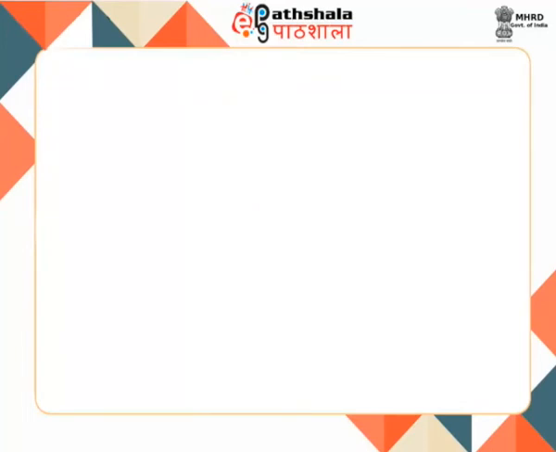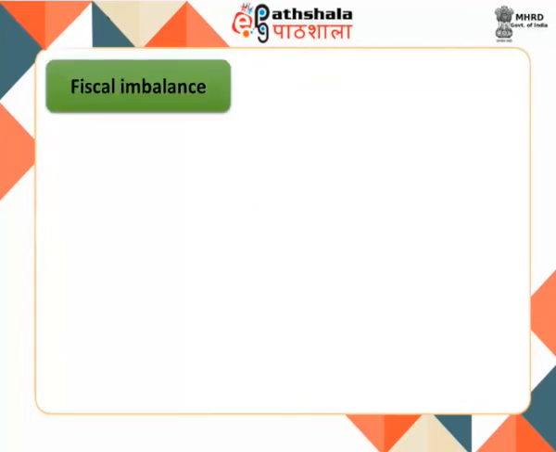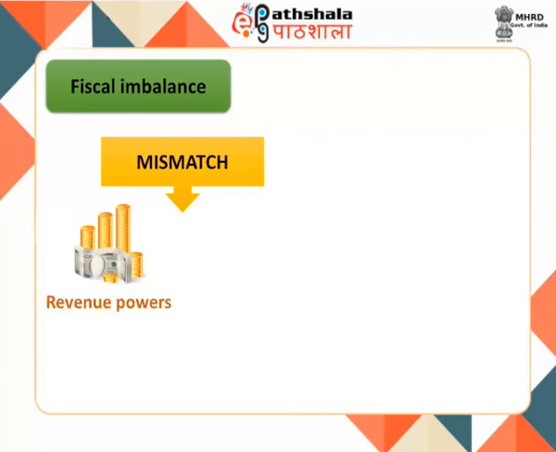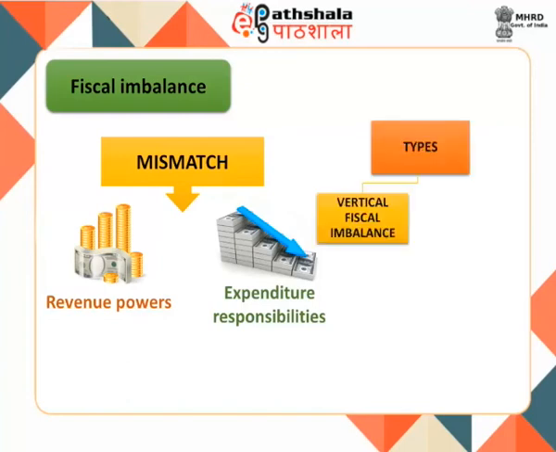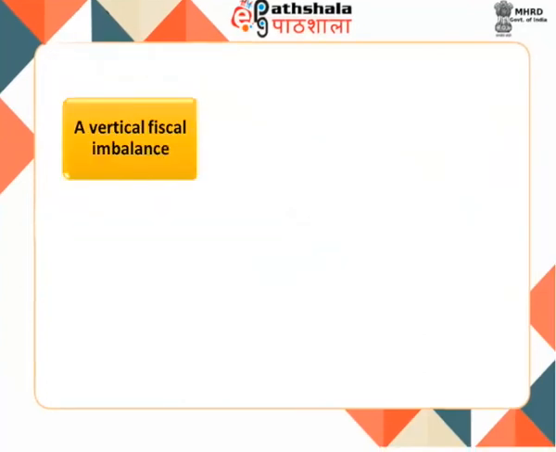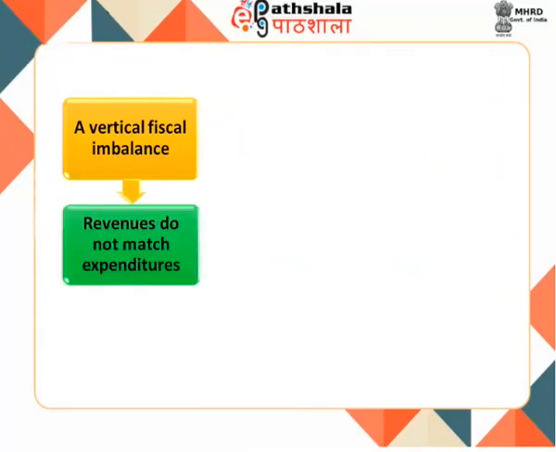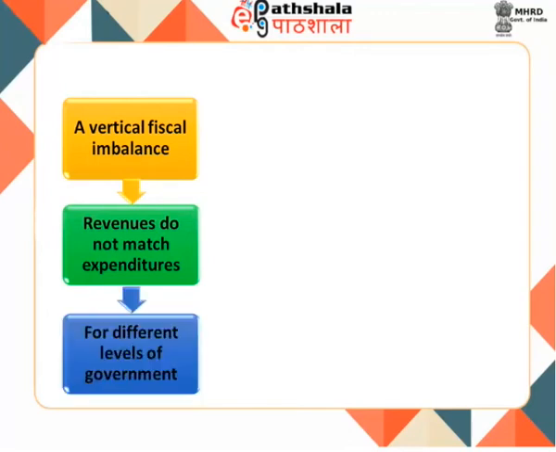Let us now understand fiscal imbalance. Fiscal imbalance is a mismatch in the revenue powers and expenditure responsibilities of a government. Two types of fiscal imbalances are vertical fiscal imbalance and horizontal fiscal imbalance. A vertical fiscal imbalance describes a situation where revenues do not match expenditures for different levels of government.